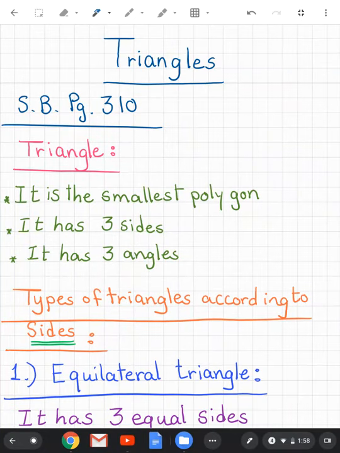Morning, grade 3. Today's lesson is the triangles. It's in the student book, page 310.